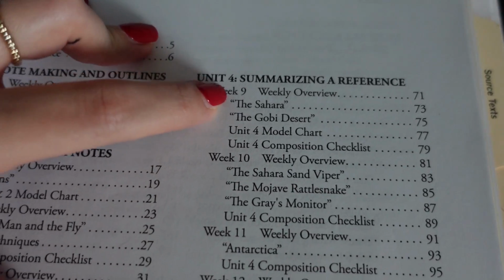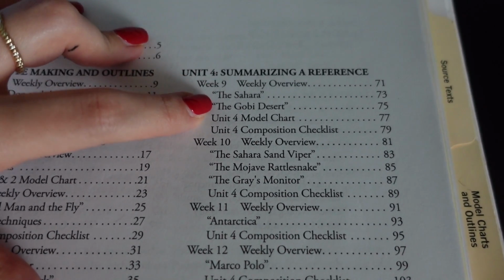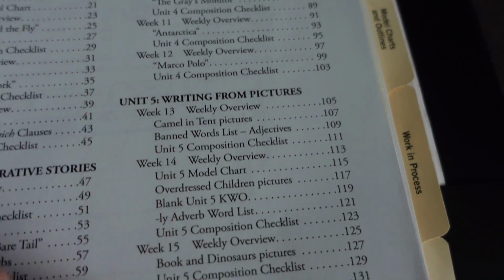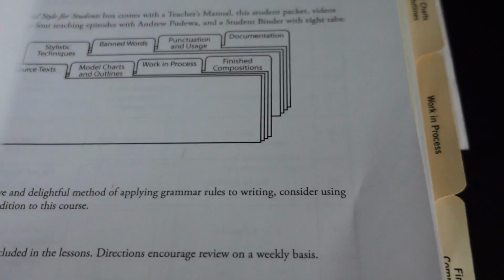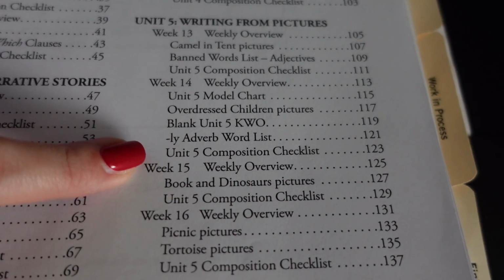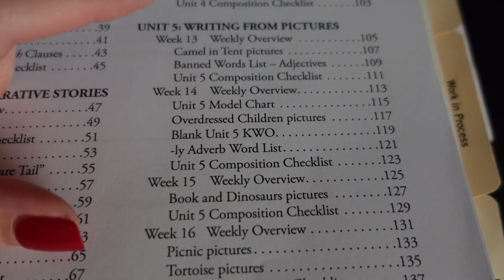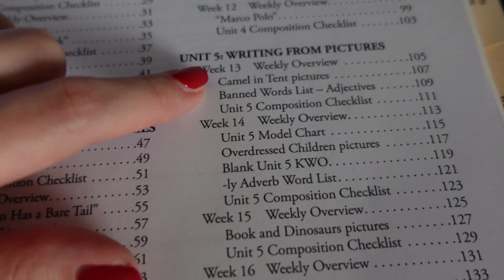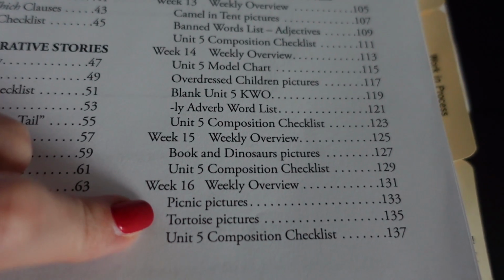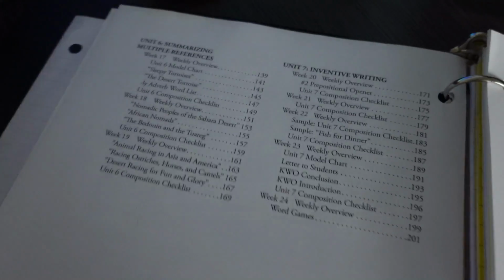Like week 9, they had 2 different stories on 2 different deserts, and they had to write a paper based on that. And now we are in writing from pictures, week 16, which I believe is the last week of unit 5. They've already done 3 weeks of writing from pictures. Like week 13, it gave them a little bit more in the outline. They had the pictures, but they also had some keywords. And then as we moved on, it's like, here are the pictures, you write your own story. It is getting a lot more creative and independent.